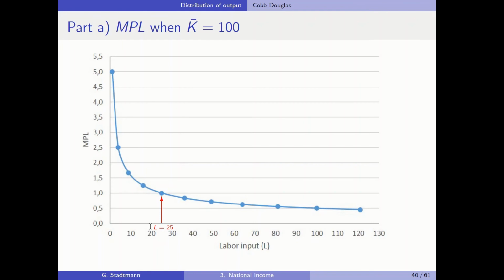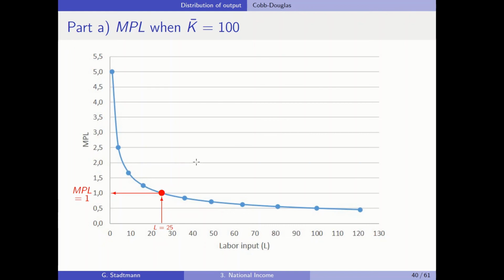And when we insert the amount of labor in this marginal productivity of labor relationship, then we get the information that the equilibrium marginal productivity of labor is equal to 1. So the wage rate, the real wage in equilibrium, is equal to 1. Therefore, we also know that 1 times 25, like 25 units, will go to the owners of the factor labor.